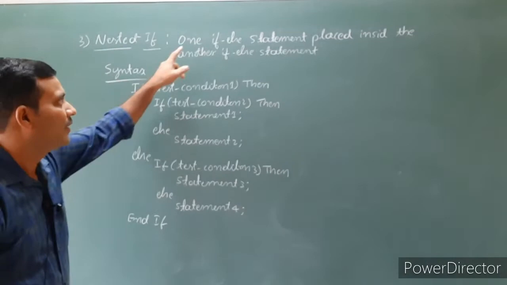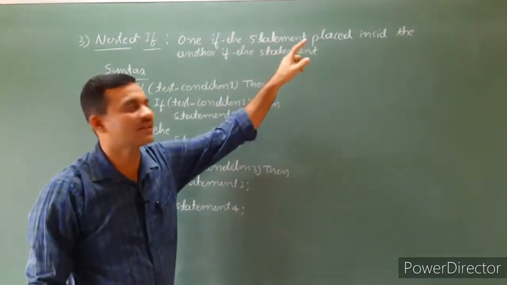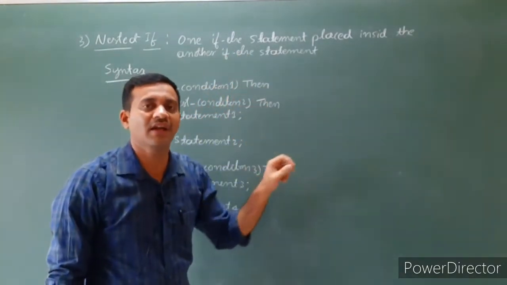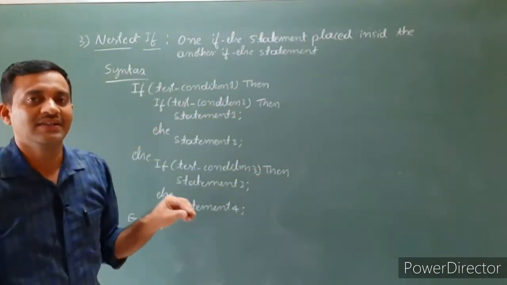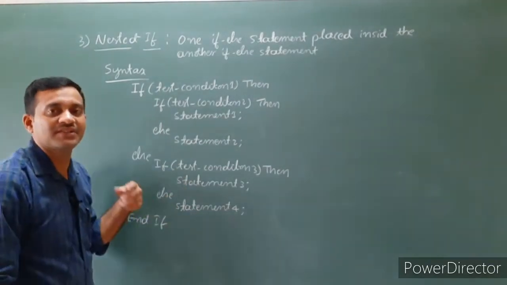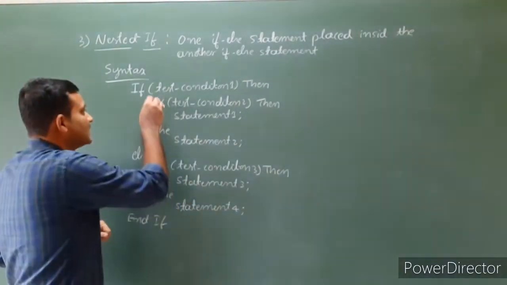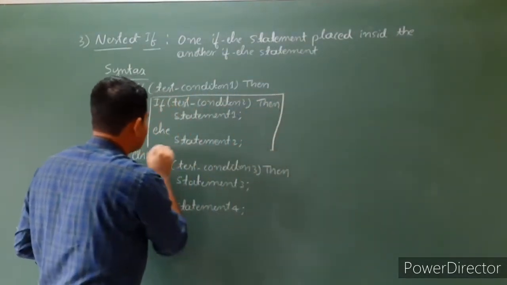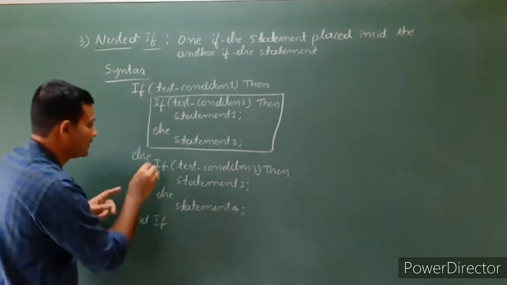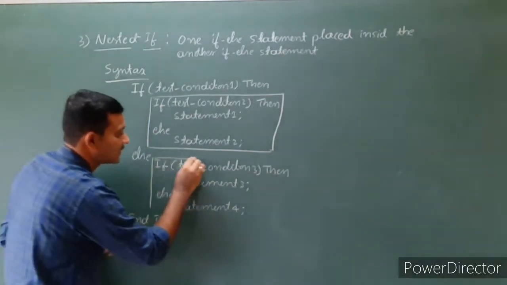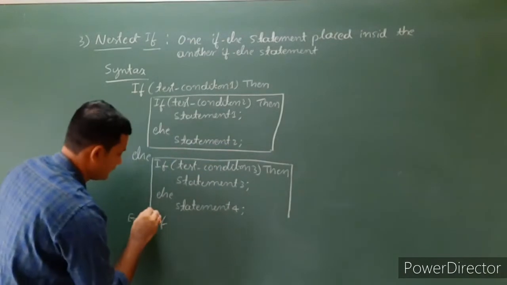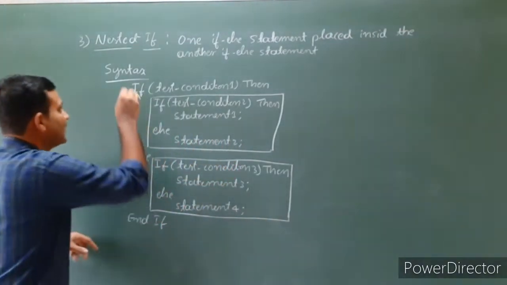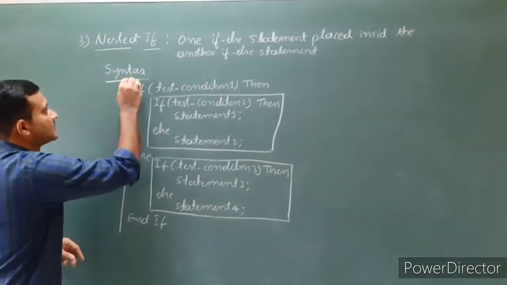See the definition. One if else statement placed inside another if else statement. One if else is placed inside another if else, then we call it nested if. How is it placed inside another if else? See that here it is one if else construct, and this is also one if else construct. These two if else constructs are placed inside another if else construct.